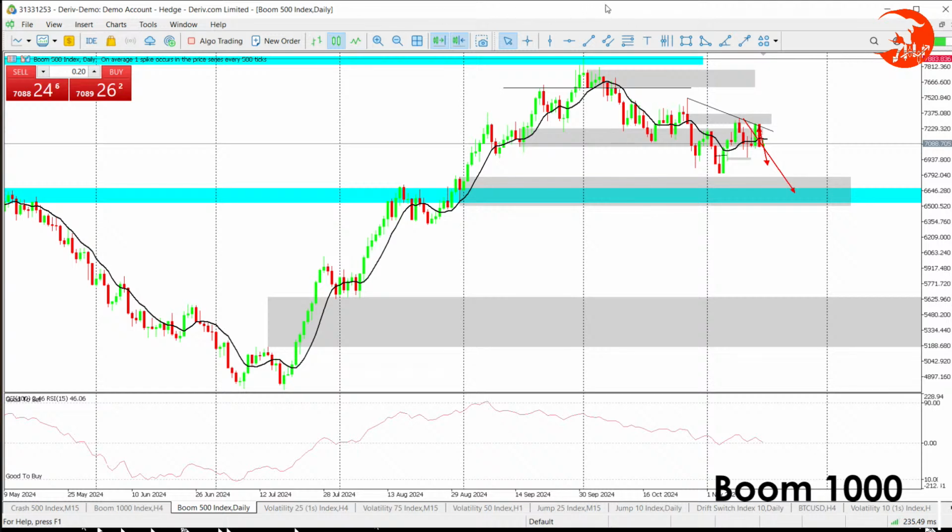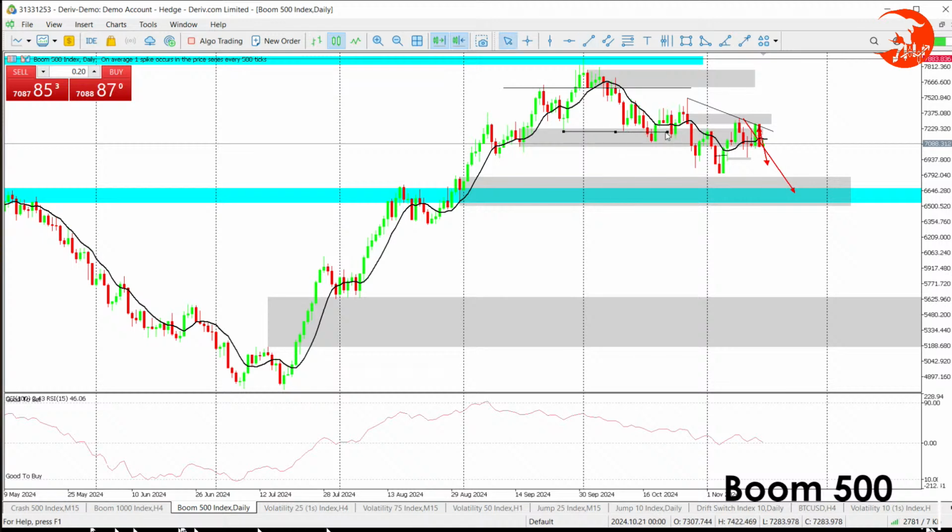and Boom 500. Let's check Boom 500. Now, those who remember yesterday, this is daily. This is a daily time frame. So we reached that resistance level. We had a change of character here. We had a change of character there.